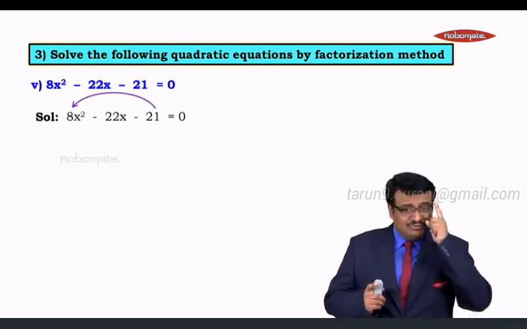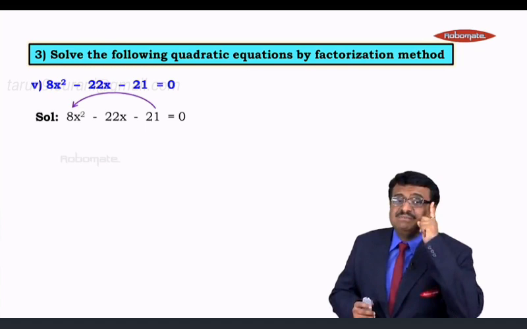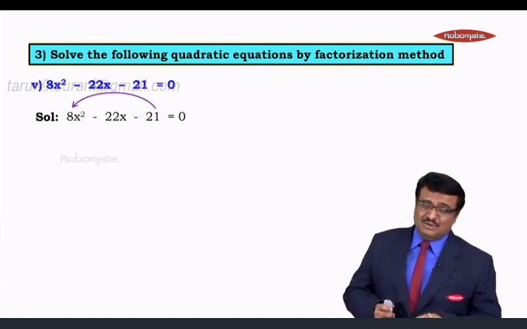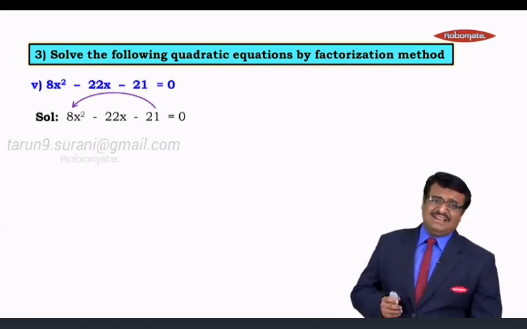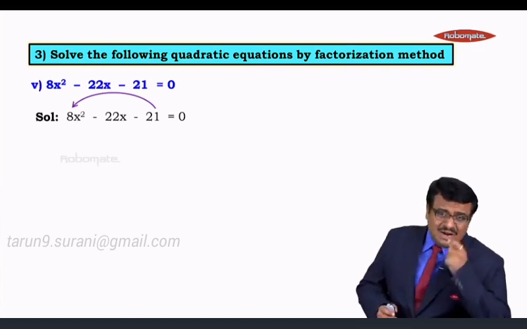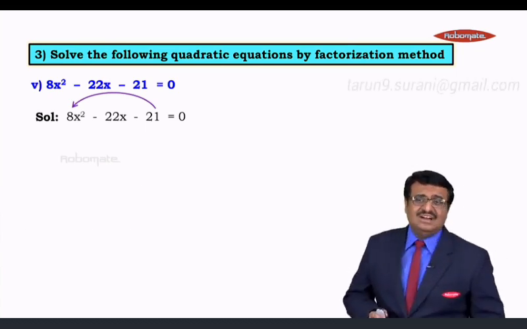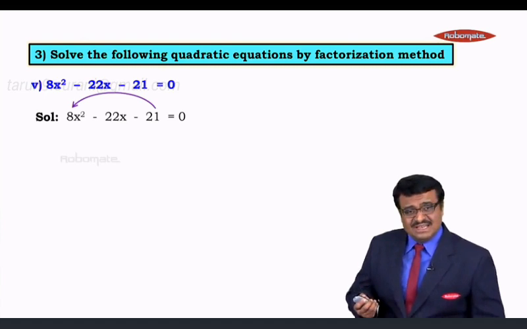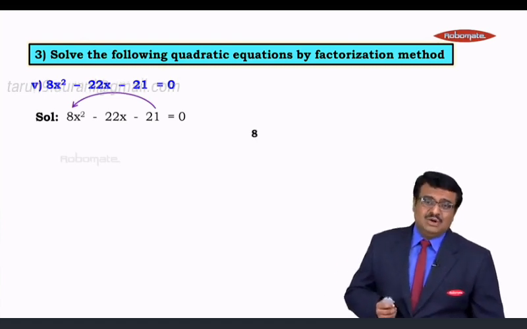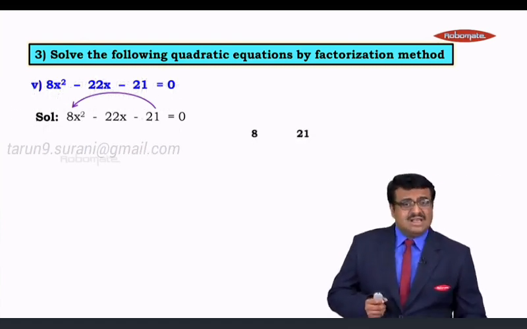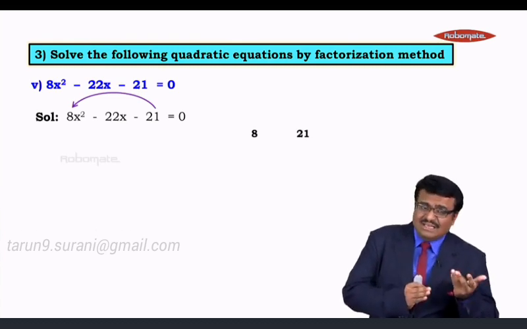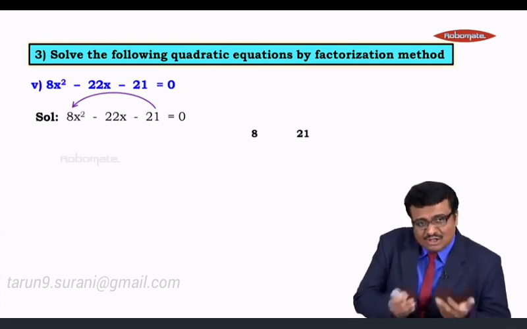Three terms means you have to factorize this by splitting the middle term. The middle term is 22. What is the procedure to factorize by splitting the middle term? Multiply the third number and the first number. The third number is 21, the first number is 8. Multiply both of them, 21 and 8. You can multiply and then factorize, or without multiplying also we can factorize.